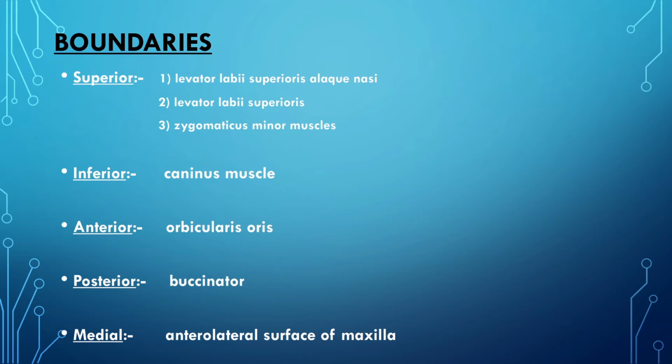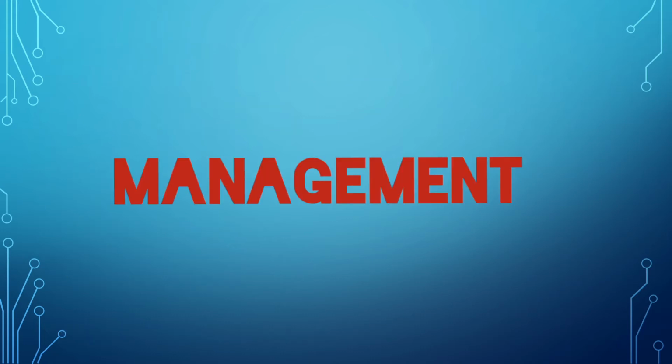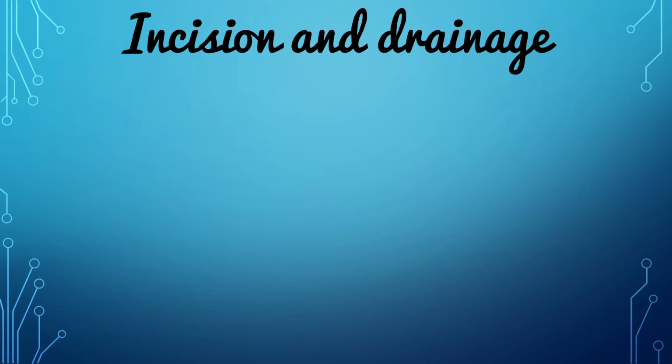Superiorly, the canine space is bounded by the levator labii superioris alaeque nasi, levator labii superioris muscle and zygomaticus minor. Inferiorly, it is bounded by the caninus muscle, anteriorly by the orbicularis oris, and posteriorly by the buccinator muscle. The management of any of the space infections mainly includes incision and drainage with antibiotic coverage. So, the management of canine space infection also includes incision and drainage.